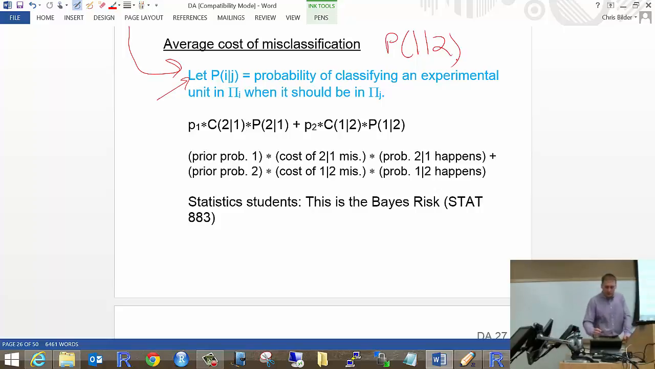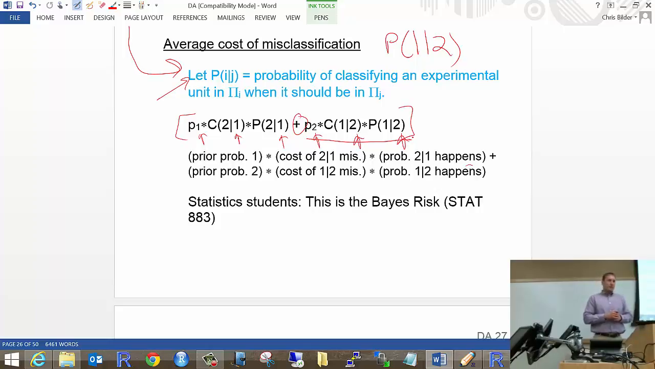Now with that, here is the average cost of misclassification. Take your prior, population 1, notice the subscript here, take it times the cost of misclassifying an observation into population 2 when it should have been population 1, times the probability that you actually do that, the probability of a misclassification to 2 given population 1. And then we add essentially the same thing, but now notice this subscript. Notice where the 2's and the 1's are. We're just reversing them. Okay. So that's the average cost of misclassifying observations.